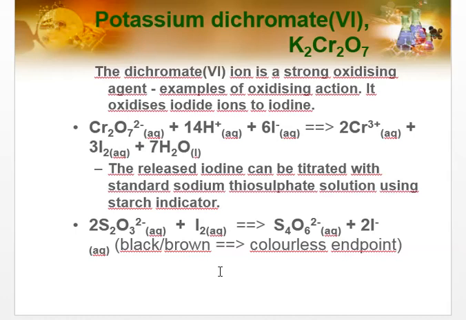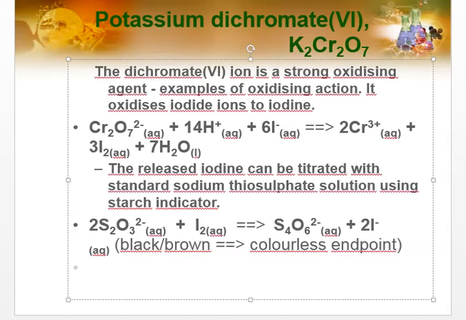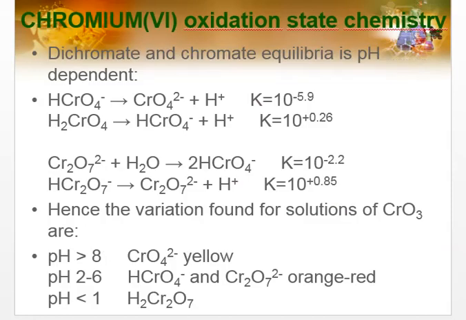Using starch indicator, you know that usually for iodine we can use the indicator starch. What is starch? Starch is a polysaccharide. As you see, this is a titration method. From the black brown color we will go to colorless at the end point, of course using the indicator.